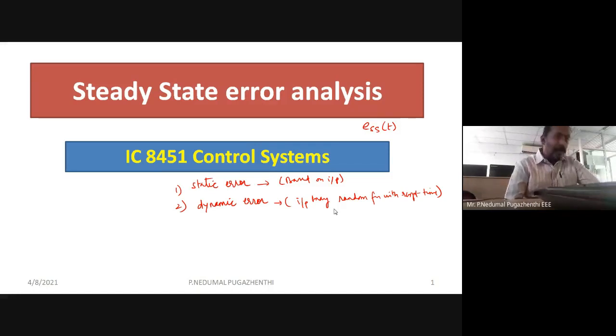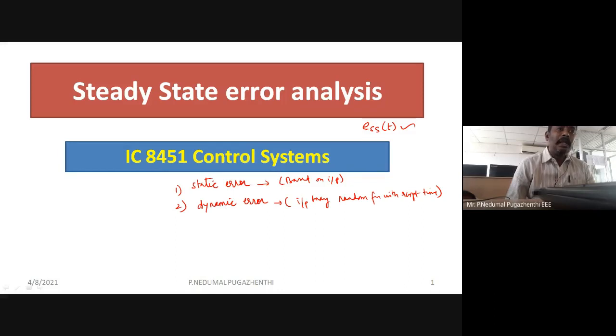Yesterday we started the discussion on steady state error analysis, and steady state error is normally represented as ESS of T. The steady state error is always classified into two: one is static error and the other is dynamic error. The static error depends on the type of input that is provided, which decides the static error constants, and we can find the steady state error.